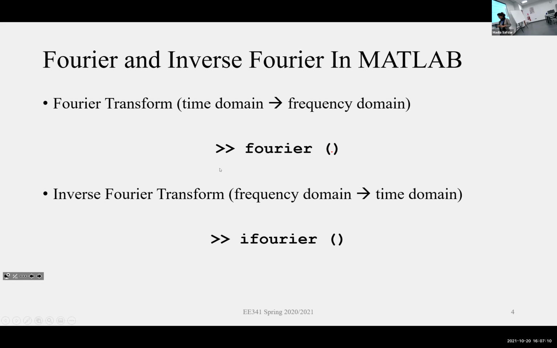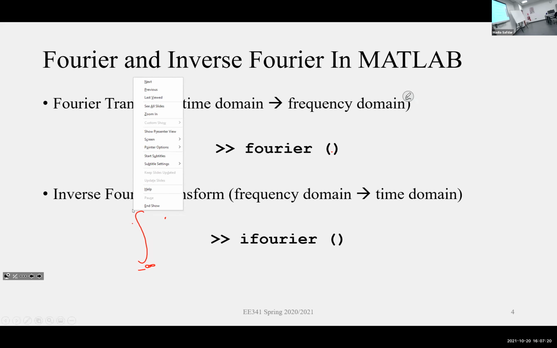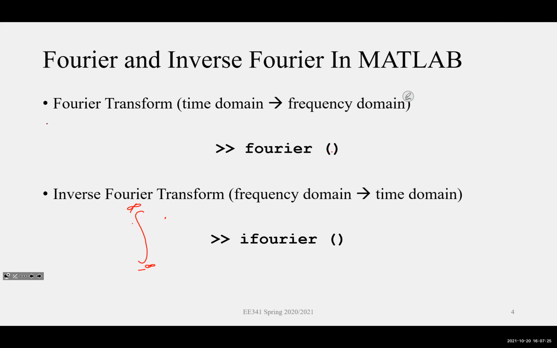Do you know what the Fourier transform formula is for any signal? It's the summation from minus infinity to infinity of x of t times e raised to the power minus j 2 pi f n. So this is the formula, right? Here in MATLAB, you don't have to do all this calculation. You just have to write the command fourier, and it will give you the Fourier transform.